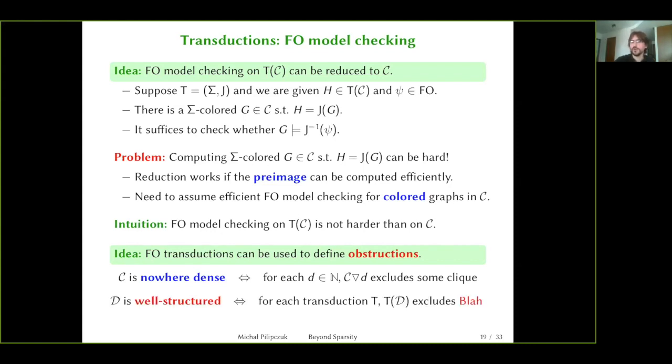So now to define the same thing for the structural theory based on FO transductions, I would say that the class D is well structured if for every transduction T, T of D excludes something. So now we have a good notion of containment. Around this notion of containment being FO transduction, we can try to build some theory. And we need to find the good abstractions that will define our theory in a robust way. So what should we put as this something to get a compelling mathematical theory?